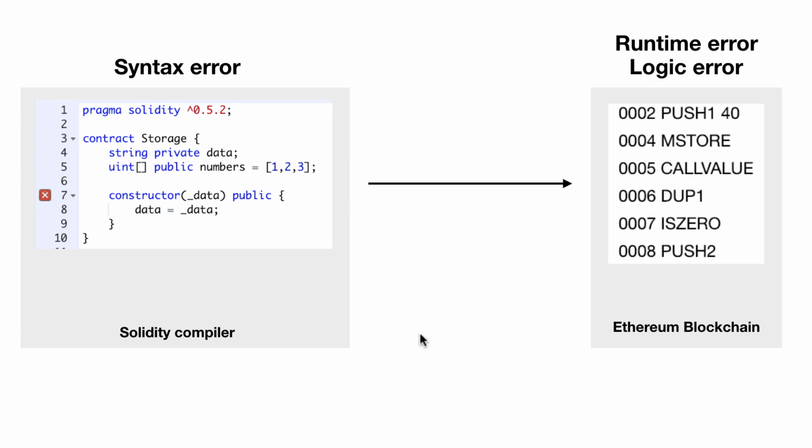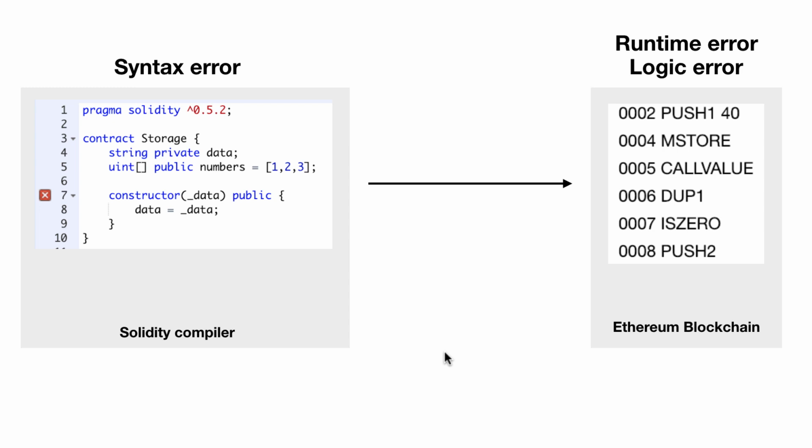And the last type of error is a logic error. A logic error happens once you have deployed your smart contract to the blockchain, and it happens because there is a problem in the logic of your smart contract. It's important to note that it's not like a runtime error, in that the Ethereum virtual machine does not consider it to be an error from its perspective.